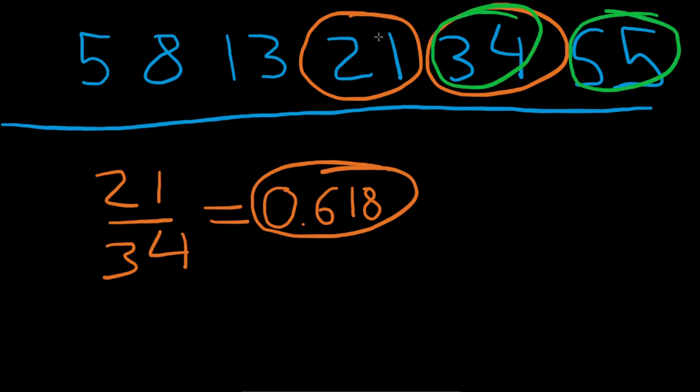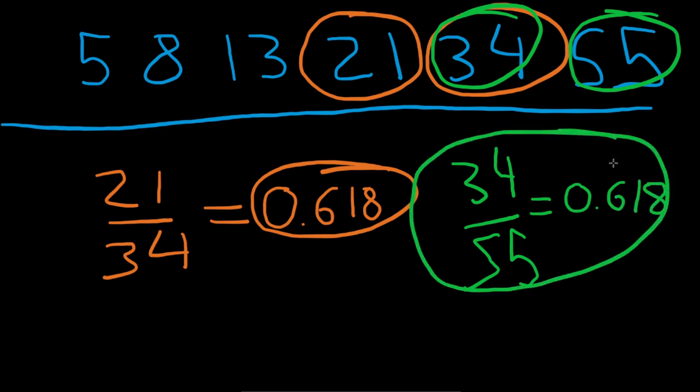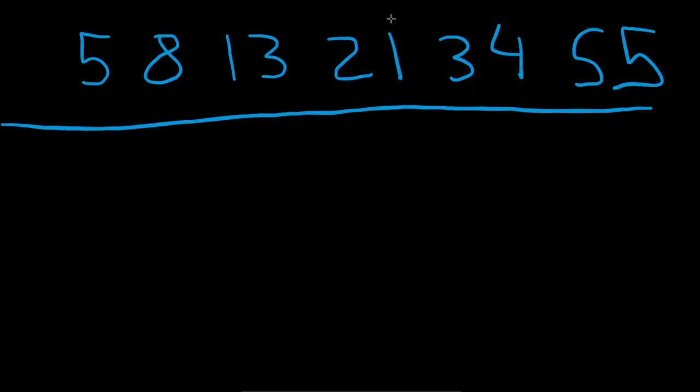So 34 divided by 55. Sorry for some ugly writing right here. But what happens if we take 34 and divide by 55? Once again, we get 0.618. And you can try to take any number on this sequence and divide by the next one, and you will get roughly 0.618. Let's try another thing here.